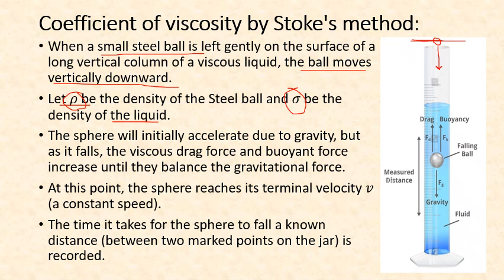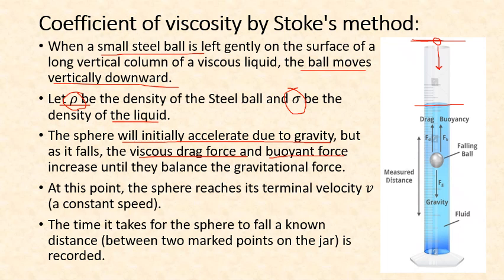Now what happens here? The sphere will initially accelerate due to gravity. As it is falling through the column where there is no liquid, it accelerates because of acceleration due to gravity. Once this steel ball reaches the surface of the liquid, the viscous drag force starts to act. That is, the viscous force of the liquid will try to slow down the accelerating steel ball, and we also have another force, that is buoyant force. We will discuss it further. This buoyant force will also act vertically upwards.